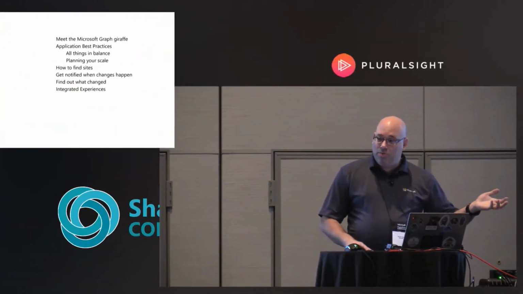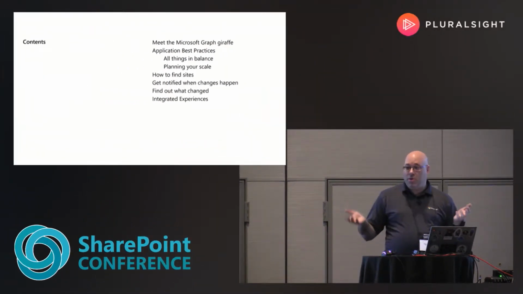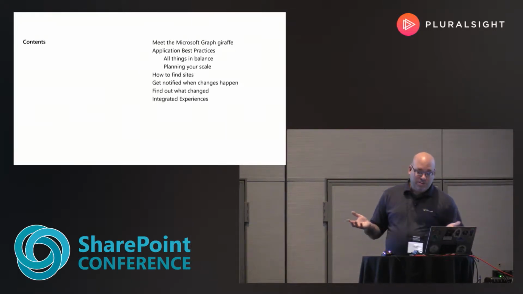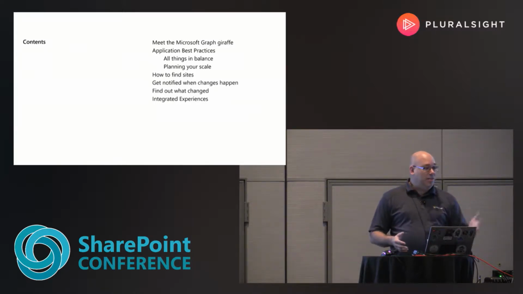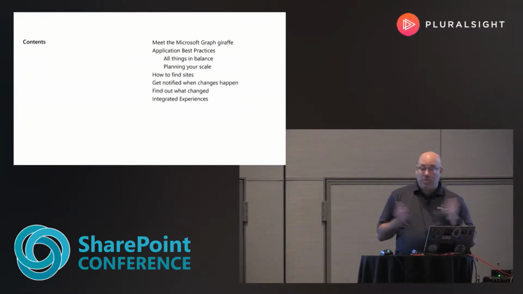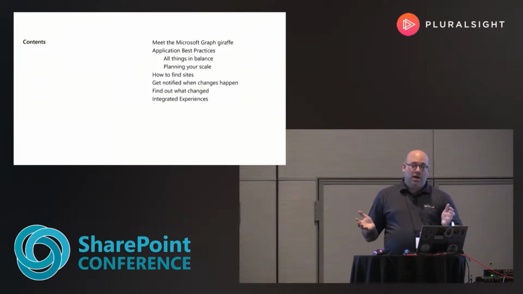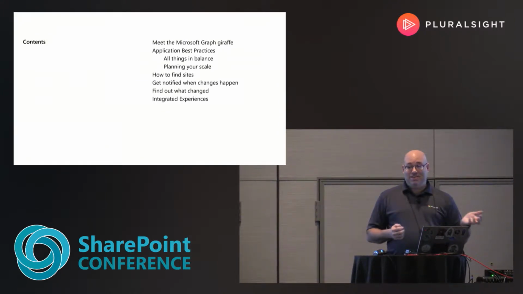So we're going to talk about what Microsoft Graph is and what it means for OneDrive and SharePoint. We're going to go over a couple different topics for best practices, things you should keep in mind as you develop against our APIs. And then we're going to talk about some of the new stuff, particularly how to find site collections, because that's always been a persistent problem, and we have some good news there.